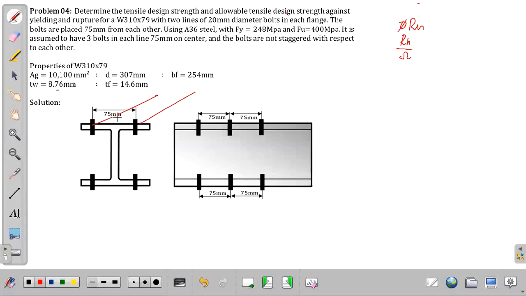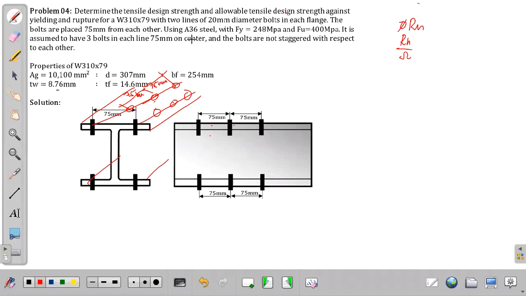So pagka iyan yung ano natin, section natin, meron tayong bolt that is tigdadalawang bolt that is 75 mm on center to center spacing. Ganyan. Ito yon yung 75, 75. Ito sa taas, meron din sa baba. Okay?